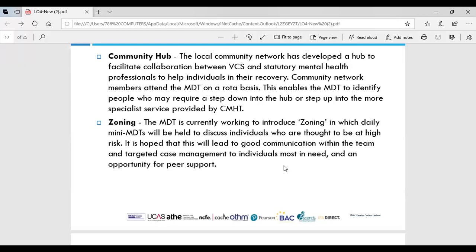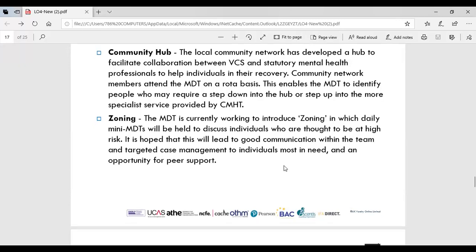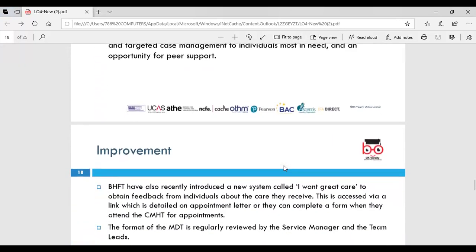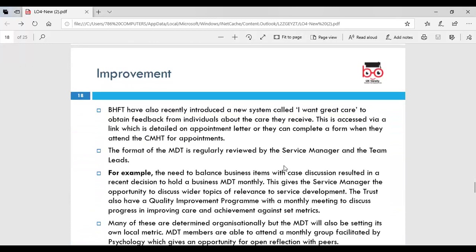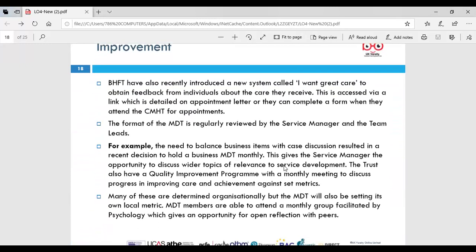So it is hoped that this will lead to good communication within the team and targeted case management will be possible. Improvement. So DiHSC have recently introduced a new system called I Want Great Care. This is to obtain feedback from individuals about the care that they receive. This is accessed through a link that is detailed on the appointment letters that they get from the hospital, and they can complete the form when they attend their appointments.